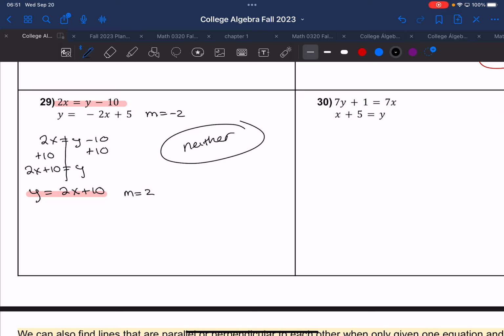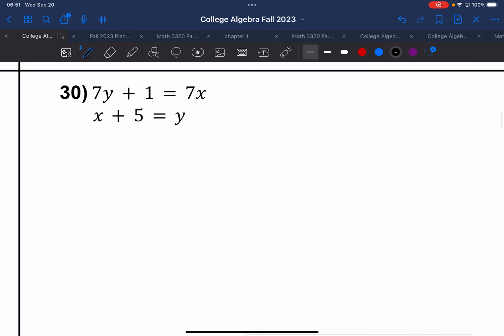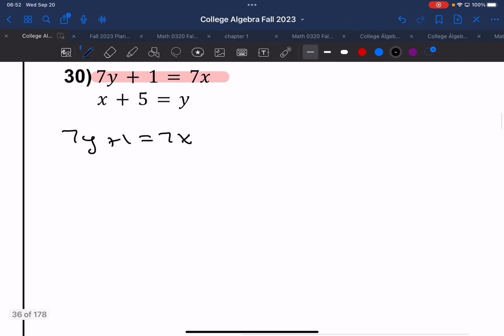Okay, now on number 30, we need to only change one equation. Which one, the top or the bottom? The top, because the bottom is already solved for y, it's just reversed. So for that one, we could just switch the y to the front. But starting with that top equation, 7y plus 1 equals 7x, what do we have to do to get y by itself?